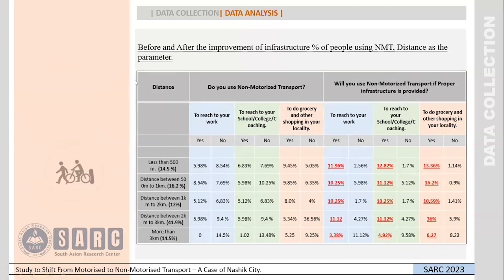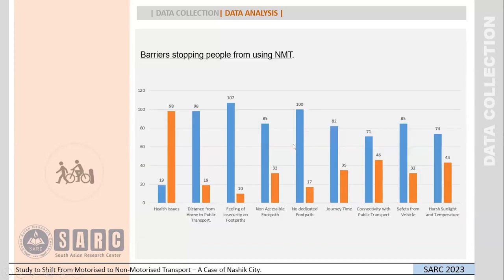Yeah, same I have done with the distance. Trip length also matters a lot while we are shifting to NMT. So these are the different parameters. These are the different distances I have calculated, and according to the trip length, the highlighted numbers are the people who are willing to shift towards NMT after the improvement of infrastructure.